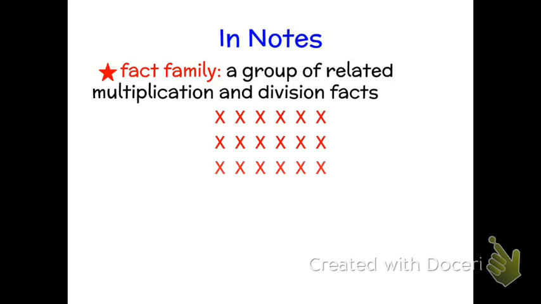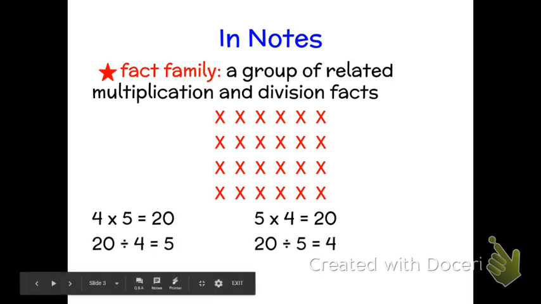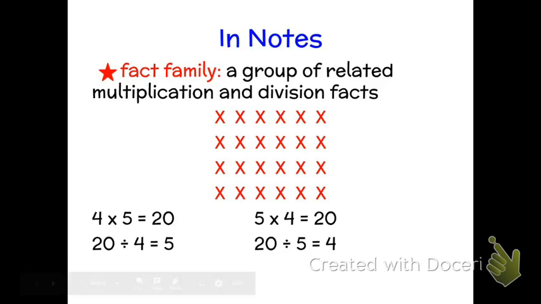Just like we just solved, we have an array right here. Only this one is 5 columns and 4 rows. So it would give me 4 times 5 equals 20. The other multiplication sentence would be 5 times 4 equals 20. Because remember, with multiplication, it does not matter the order that I write my factors. My answer will still be the same.